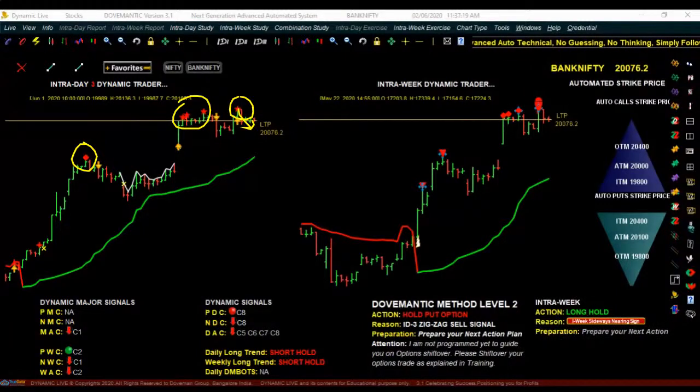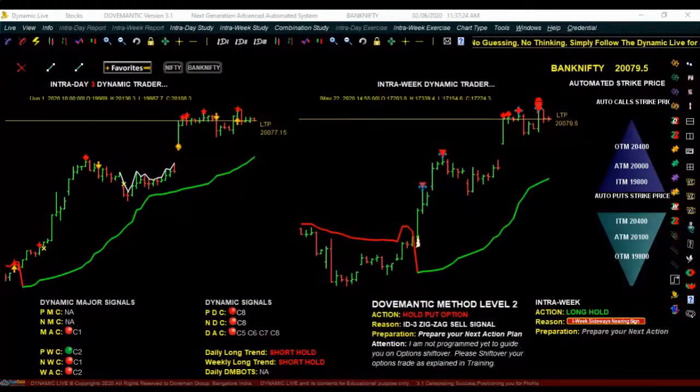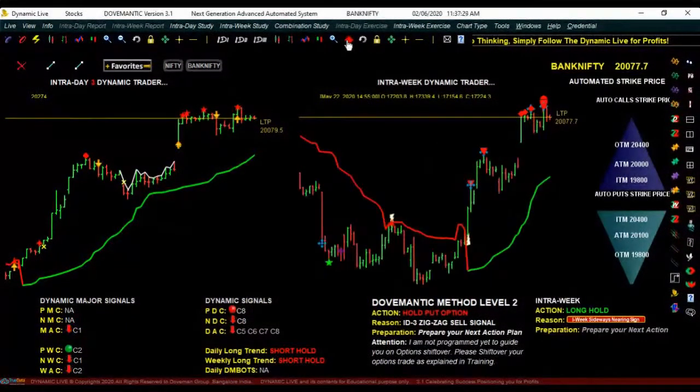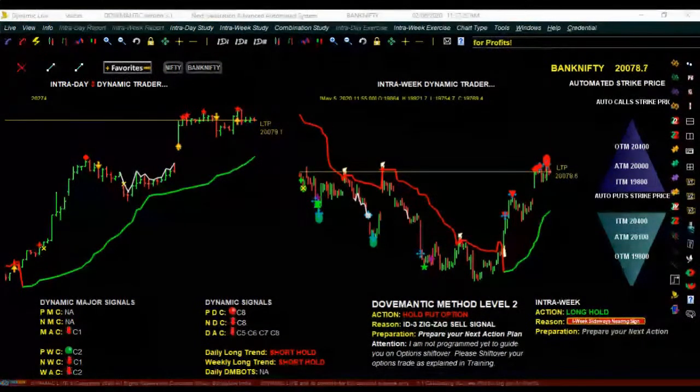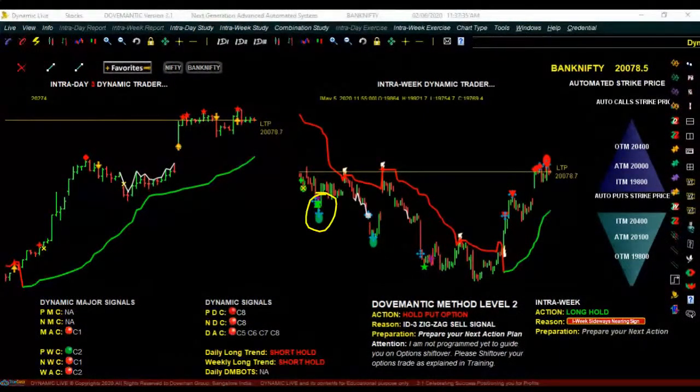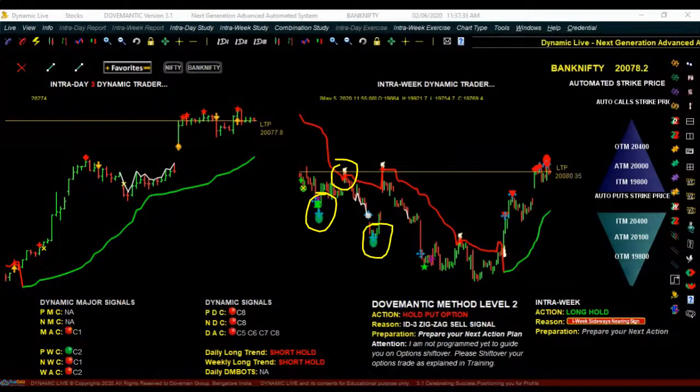So this is the benefit of zigzag symbols. And then we also have these dynamic system cautions. Now let me zoom out a bit so that you will be able to see things very clearly. As far as dynamic system cautions are concerned, you can see here before any major movement, right at the bottom or right on top, these dynamic system caution symbols will appear telling you that the price is about to reverse.